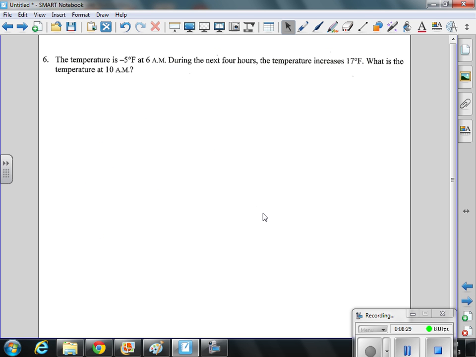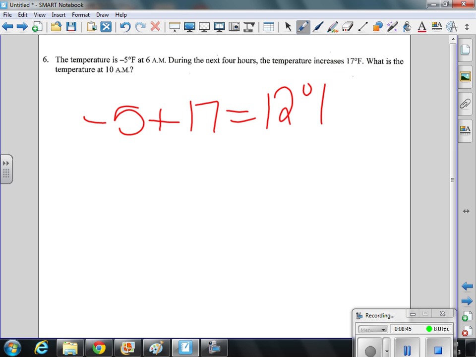For number 6, the temperature is negative 56 degrees at 6 a.m. During the next 4 hours, the temperature increases. Increase means plus. So what's the temperature at 10? Negative 5 plus 17. 12 degrees Fahrenheit.